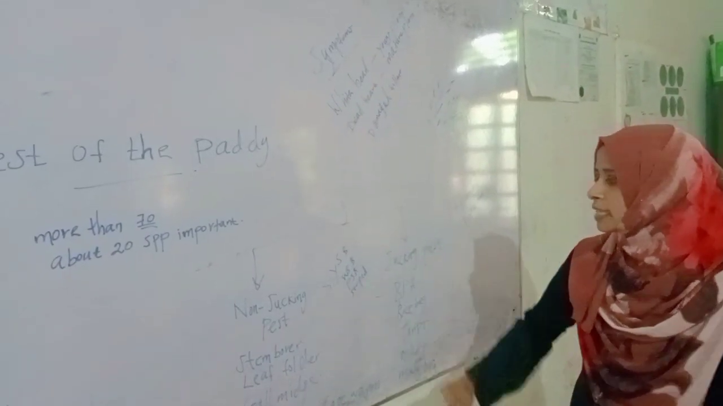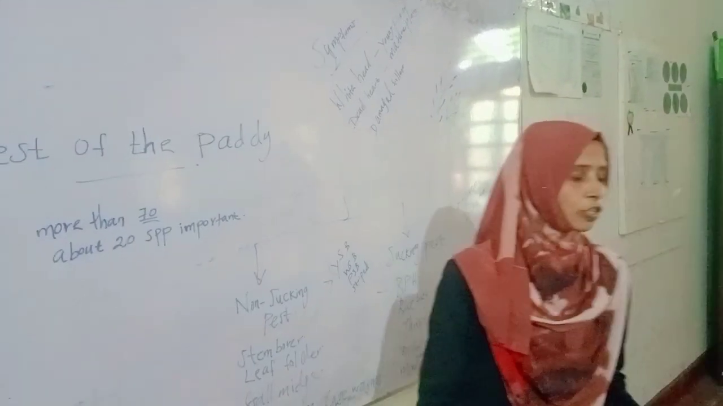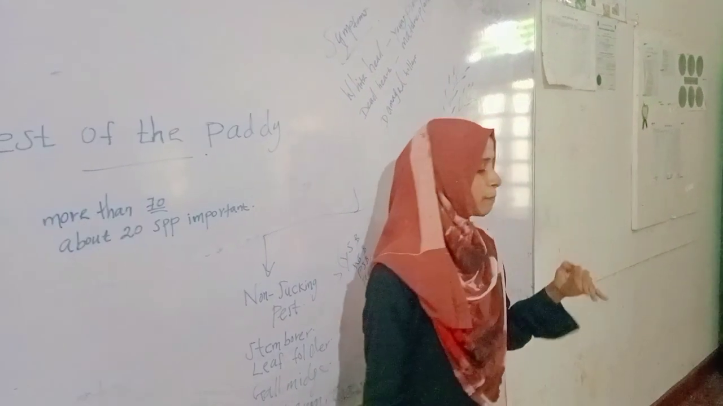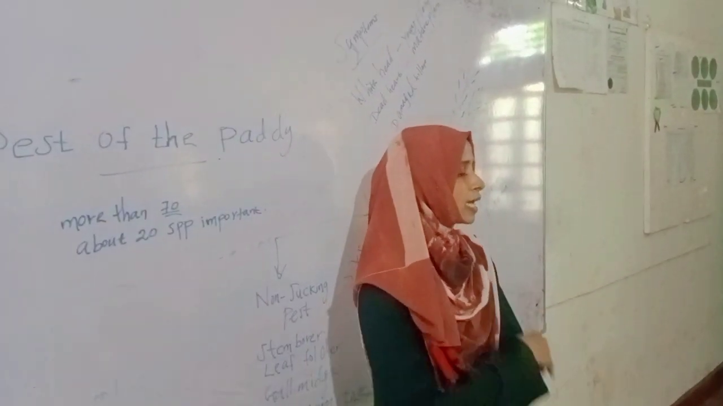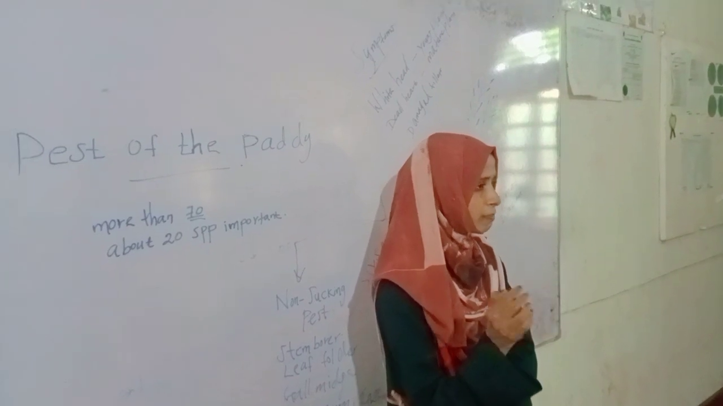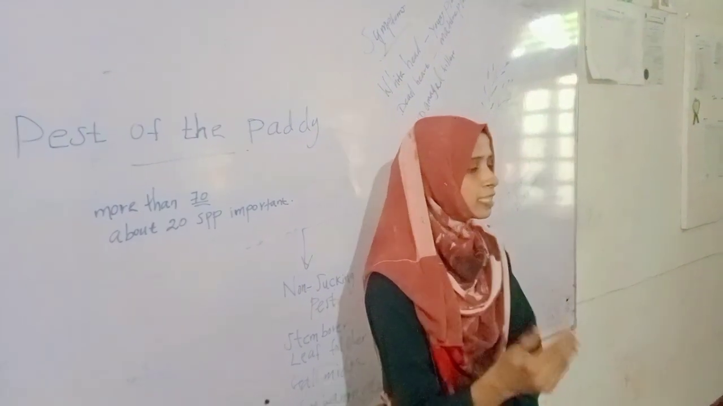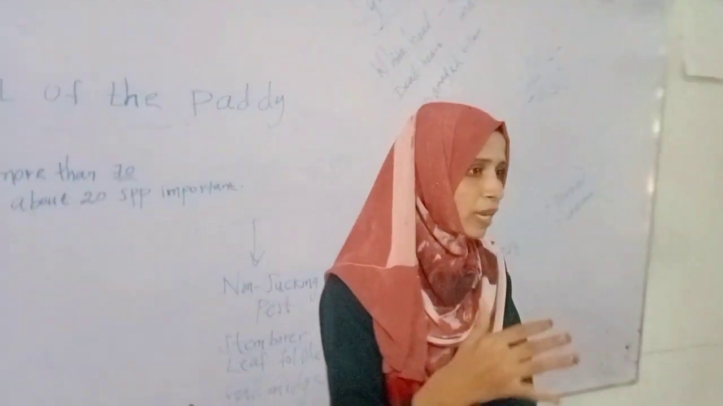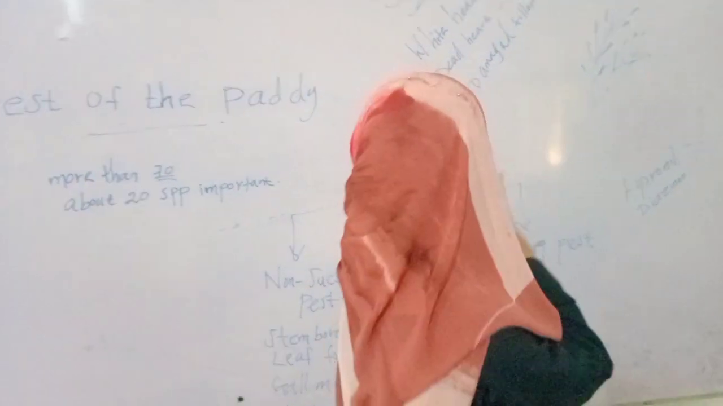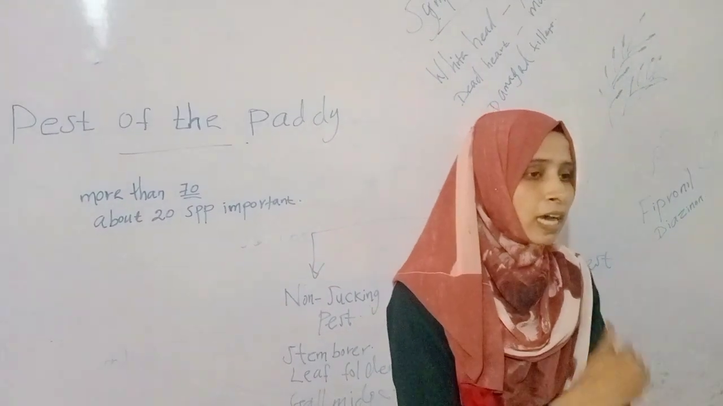Then the control methods. How to control the yellow stem borer? First is planting early maturity varieties. Then using resistant varieties. What are the resistant varieties? Improved varieties are also used in this control method. Another one is avoiding excessive nitrogen.